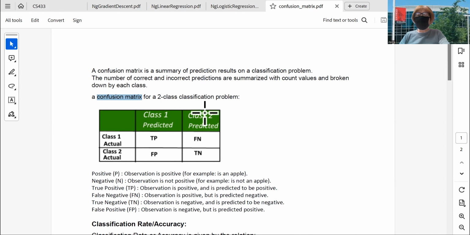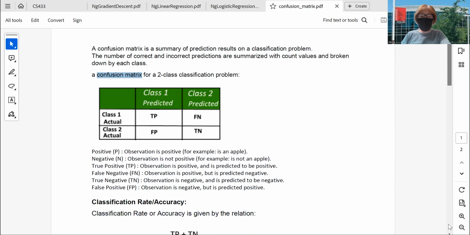And for class 2, your model predicts it's class 2, but actually it's a class 1. So that's why I said it is a false negative. But if your actual sample is class 2 and you predict it, that is a true positive, or true negative. So this is called a confusion matrix.